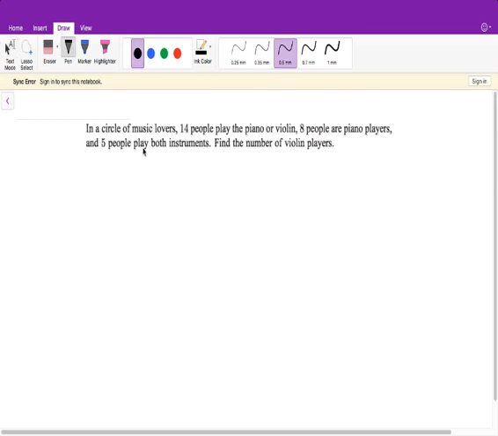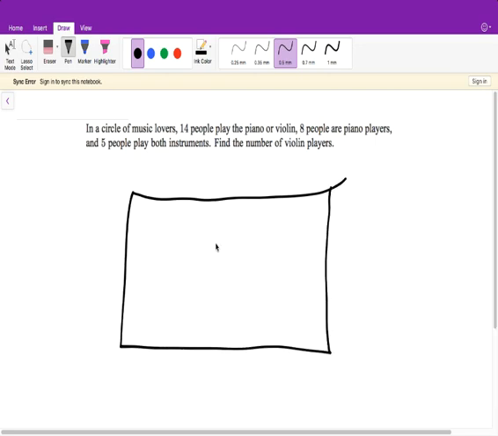This one says, in a circle of music lovers, 14 people play the piano or violin, 8 are piano players, 5 play both. Find the number of violin players. It doesn't say find the number of just violin players, it's find the number of violin players total. When you're solving these, you will need to show me all your work on a Venn diagram. So here we have set A, here we have set B.